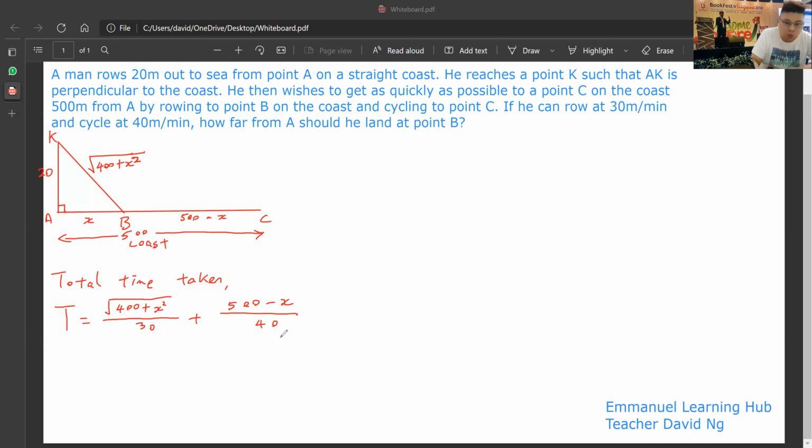Okay, let's rearrange this. 500 divided by 40, you have 50 divided by 4, 25 over 2. Okay, this is what you have, your T.